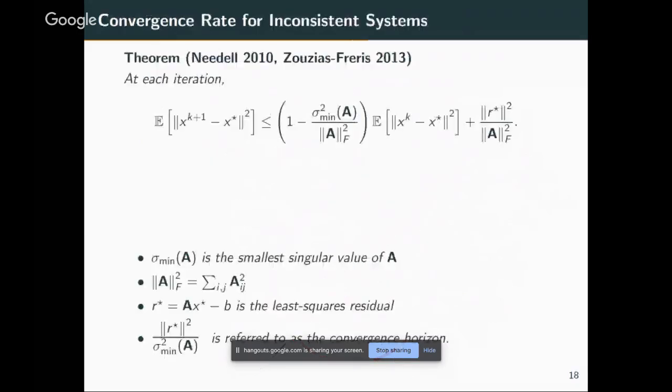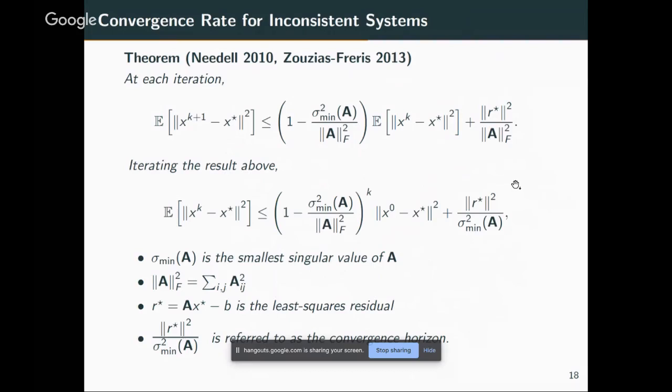So in the noisy setting, Needell, and then Zouzias and Freris, proved bounds on Kaczmarz. The first part of this bound is just the same convergence rate that we had in the consistent case, so the case where we don't have noise. And then due to the noise at each iteration, we also have an additional term, where this r star is just the least squares residual. So this is the difference Ax star minus b. Again, you can unroll this recurrence and keep track of these terms and get a convergence bound that depends on your initial error and then also the least squares residual.